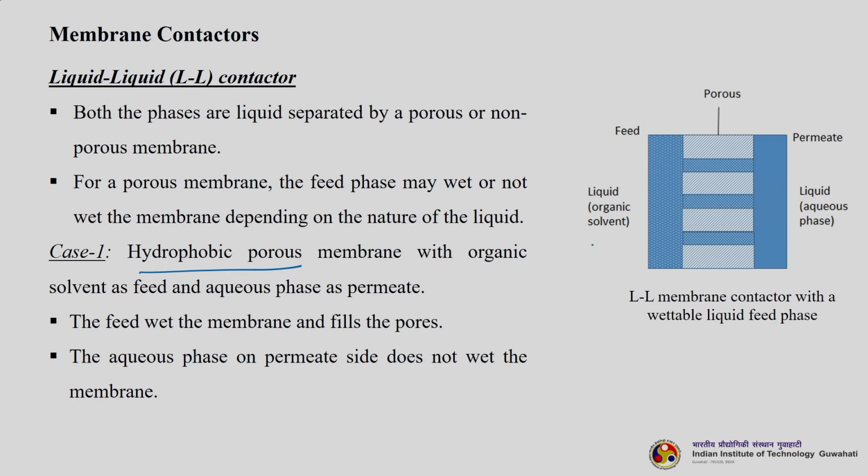Here is one liquid phase, and here another liquid phase. Let us say phase 1, phase 2. This is the feed side, this is the permeate side, and this is the porous membrane. Here the membrane contactor has a wettable liquid feed phase; the liquid on the feed side is wetting the membrane. So, the feed wets the membrane and fills the pores. You can see the dotted region filled with feed liquid. All the pores are filled with the feed phase liquid, because that liquid is wetting the membrane. Then the aqueous phase on the permeate side does not wet the membrane.